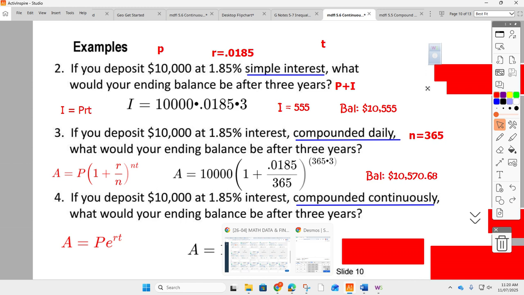Devian? You want to tell me what you got? Yeah. What'd you get? Is that why you're raising your hand, Betty? What were you raising your hand for? Oh, I thought you were raising your hand. $10,570.69.